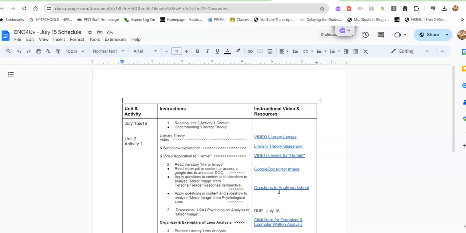Essentially, what's happening in Unit 2 is that you are going to be given short stories and poetry in which you're going to apply literary lenses to understand those stories from different perspectives.